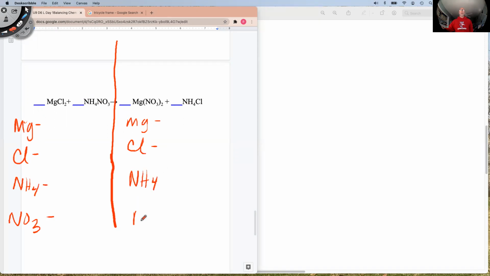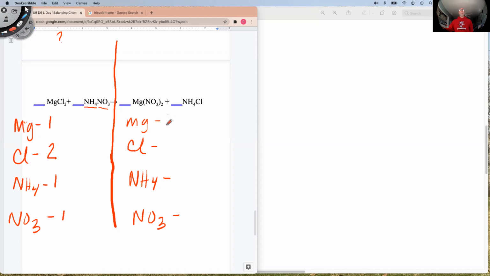And here's a nitrate. So let's play it out. How many magnesiums do we start with? We have one magnesium. How many chlorides do we have? Sorry, we have two chlorides. How many ammoniums, this whole packet? We have one of those and one of those. All right, one nitrate. Let's go to the other side.